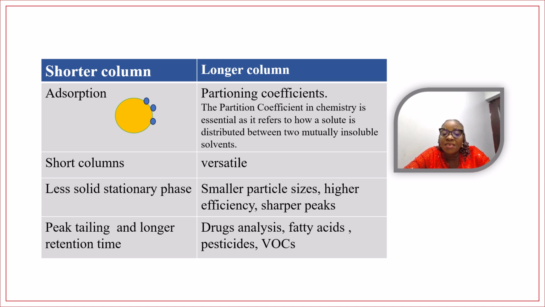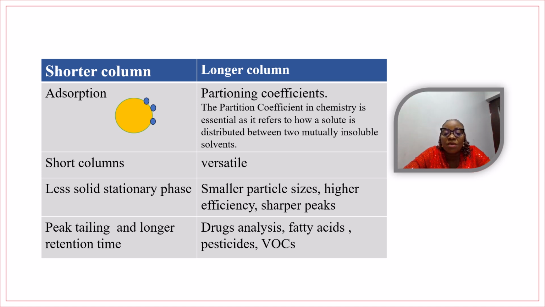It has limited applications due to the limited availability of suitable solid stationary phases. It has longer retention times and potential for peak tailing. The GSC columns are relatively shorter and have larger particle sizes, resulting in lower efficiency and broader peaks. And that is why gas-liquid chromatography is usually more useful.